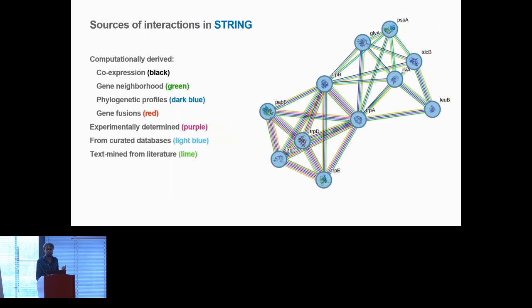As for the sources of these interactions, if you query one protein, you will get a network of the protein and its 10 most likely interactors. This is derived from computational methods like co-expression, gene neighborhood, phylogenetic profiles, and gene fusions. And experimentally derived, mostly from the IMEx consortium, BioGRID, and IntAct. And they are from curated databases, that is pathway databases like KEGG and Reactome, and we also do text mining, including NLP on the whole PubMed and PubMed Central.